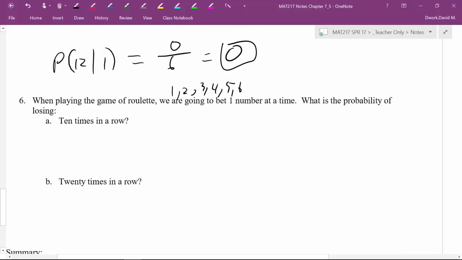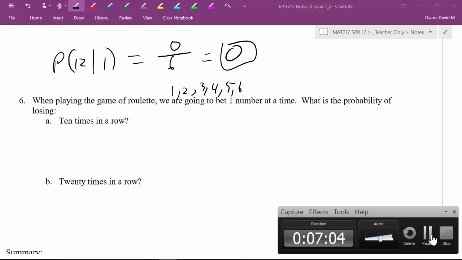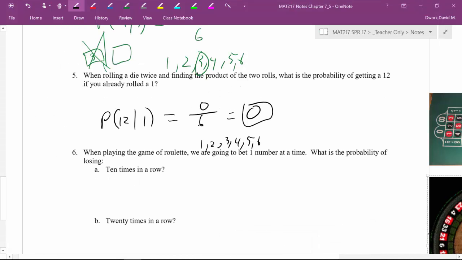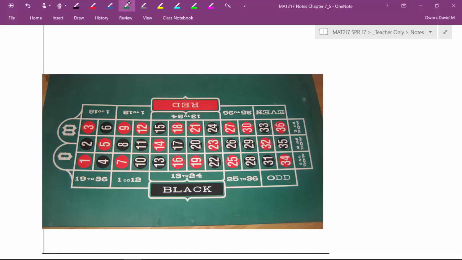Now for this last set of problems I want to go through in this video, I want to talk about the game roulette. If you've never seen the game roulette, let me bring up a little picture. I have some images here for you. The idea of the game is you walk up to the table and there's all these different options. The most simple way to bet is you pick any number and you put your chip on that number. So for example, you'd walk up and say, I'm going to put my chip on the number 9.